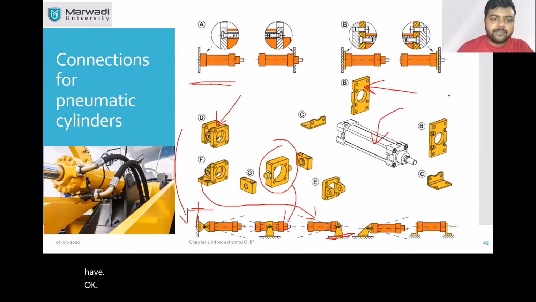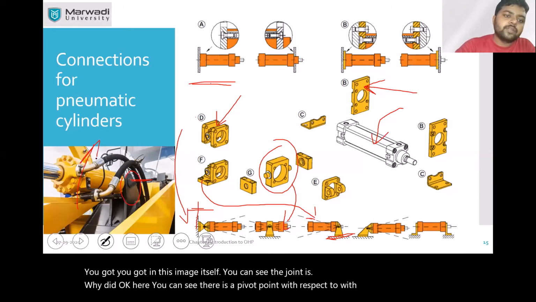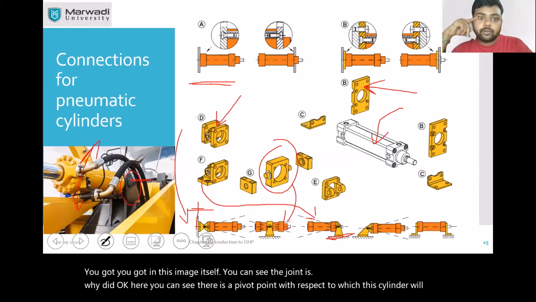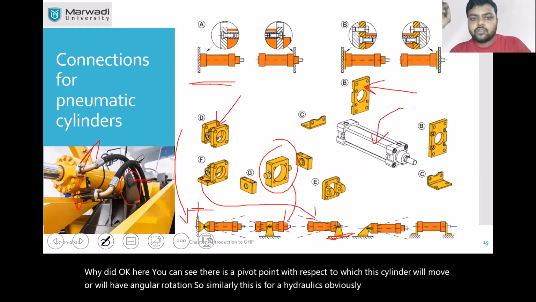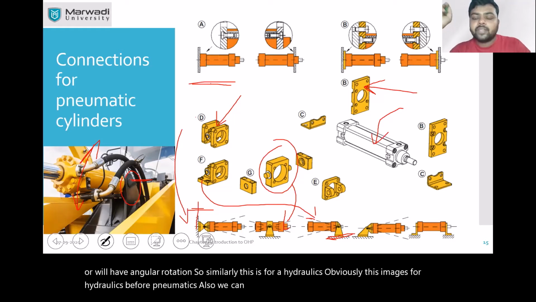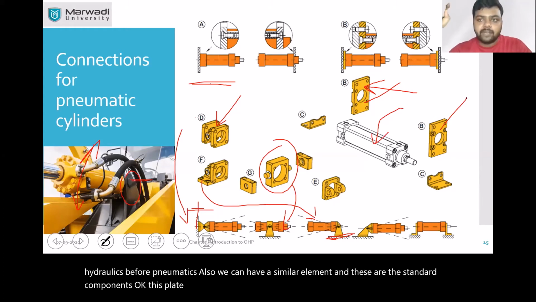In this image itself you can see the joint is provided. Here you can see there is a pivot point with respect to which this cylinder will move or will have an angular rotation. Similarly, this image is for hydraulics, obviously, but for pneumatics also we can have a similar arrangement. And these are the standard components. These plates are standard components that are available in the market for each and every type of cylinder.